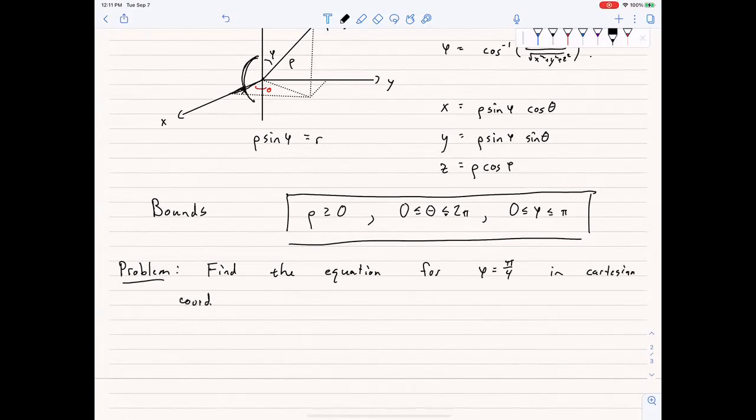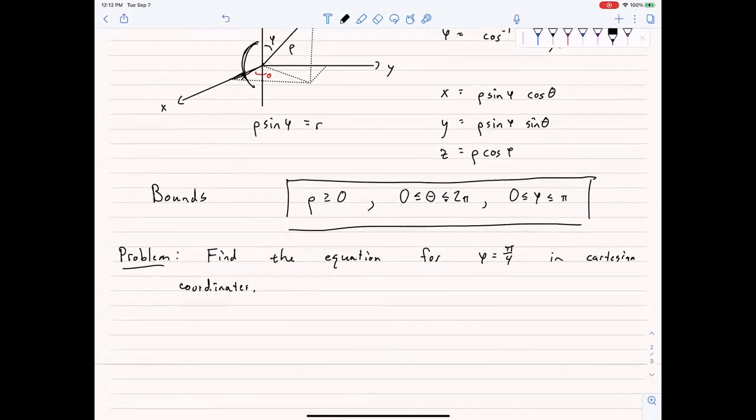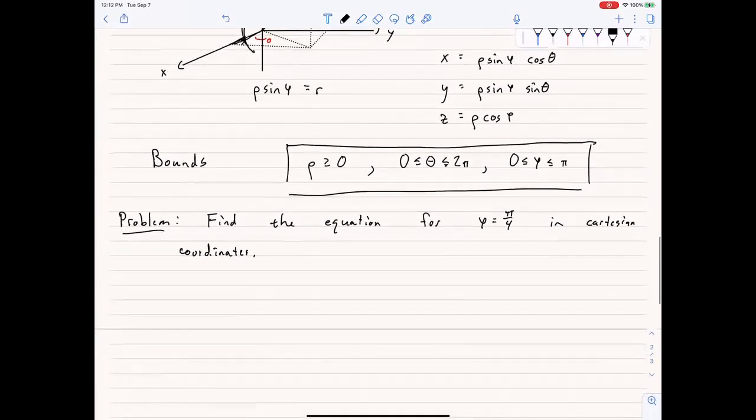By the way, why is it called Cartesian coordinates? Hands? Who knows? Yes? Descartes, good. Sort of the granddaddy of analytic geometry, among other things. I don't know if he was actually a granddaddy though. Anyway.